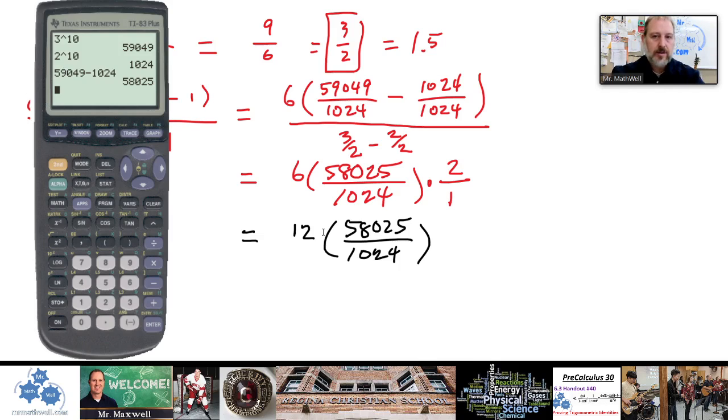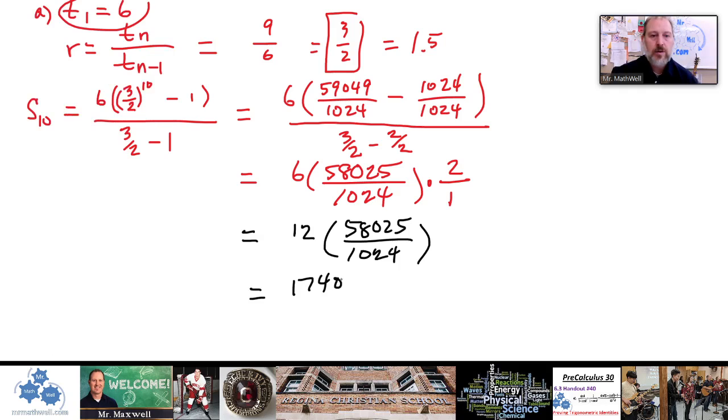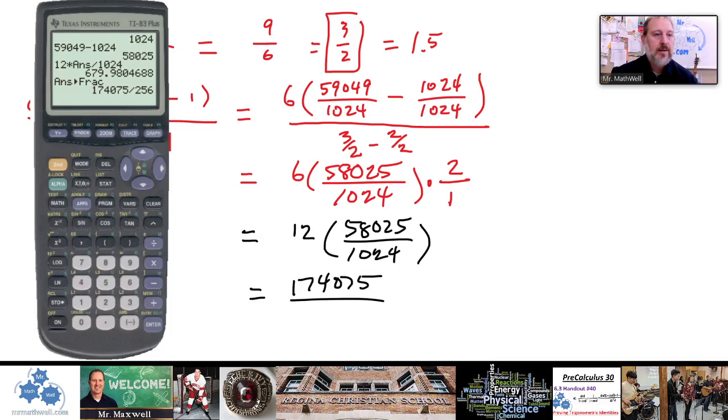But we still have to write our answer in fraction form. So let's do 12 times 58,025 divided by 1024. Does that equal a whole number? No, it doesn't. But for this decimal, many calculators can write it as a fraction by hitting a certain fraction button. This is how I do it with mine. So there's the simplified form, the simplest way you can write that fraction. It's 174,075 over 256.